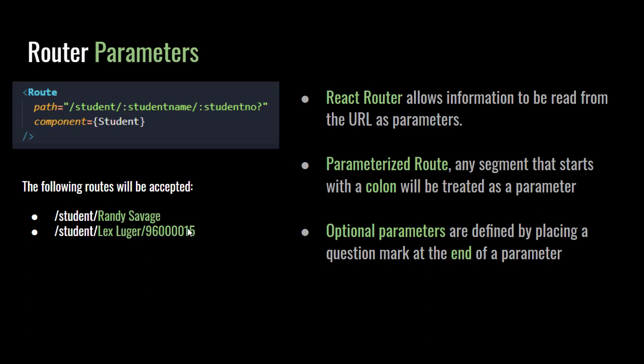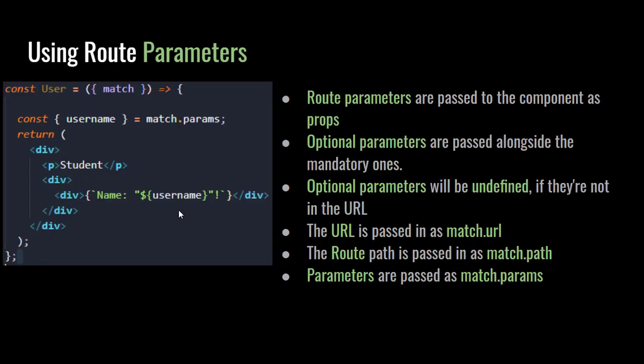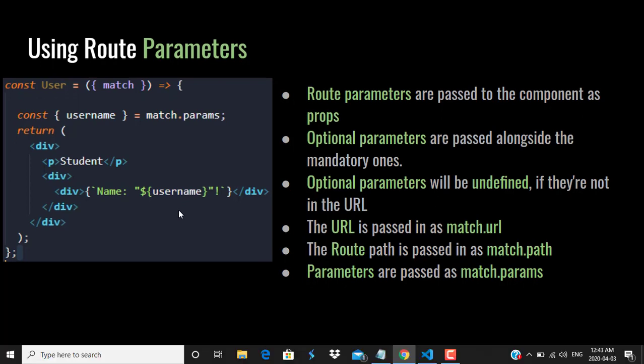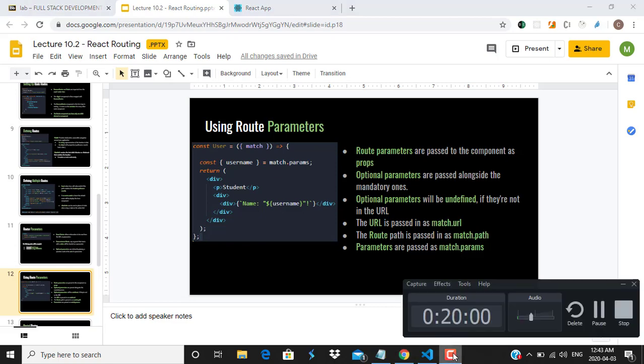So parameterized route: any segment that starts with a colon will be treated as a parameter. So student name will be a parameter, and student number will be a parameter. Optional parameters are defined by placing a question mark at the end of the parameter. So that's key to know. So we need to set up the user details in that way. And let's see, we'll come back to this in a second. Let me just load that up, and we'll take a look at that application with the parameterized routes.